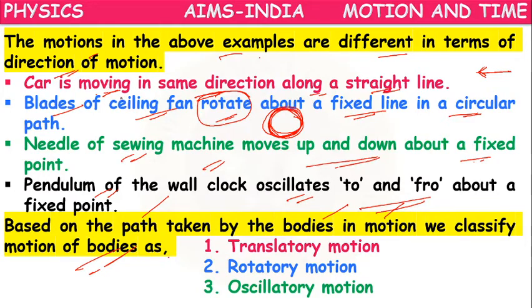Now we have observed different types of motion. Based on that, all kinds of motions are mainly divided into 3 types. What are they? The first one is translatory motion. The second one is rotatory motion. The third one is oscillatory motion. In this way, we have divided all kinds of motions into three types: translatory, rotatory, oscillatory.